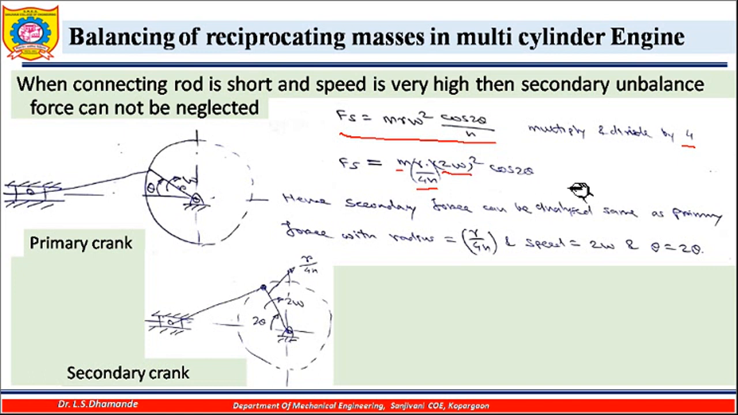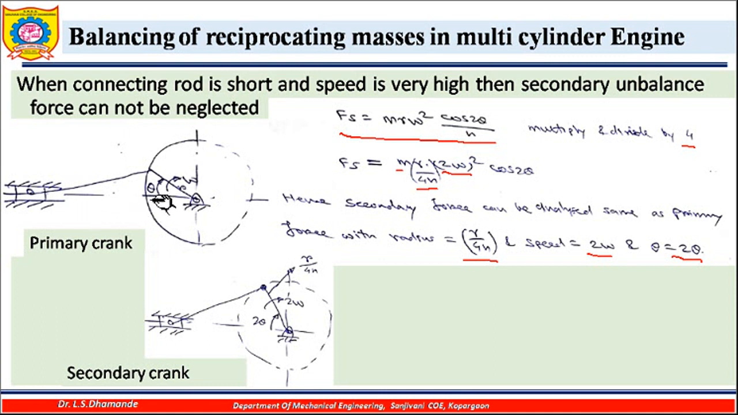So the difference that I will find between the primary force and the secondary force is that the mass will remain the same, but the radius will change, that is equal to r by 4n, which is specified here, and 2 omega, so the speed will be double, and theta is also double, 2 theta. Therefore now I can represent the primary crank and secondary crank. On the primary crank I will separately show the primary forces, and on the secondary crank, which is actually an imaginary crank, it is not there, but I am imagining that there is a secondary crank, and over this the secondary force will act.